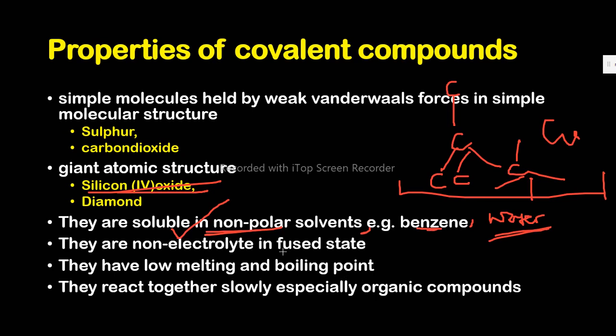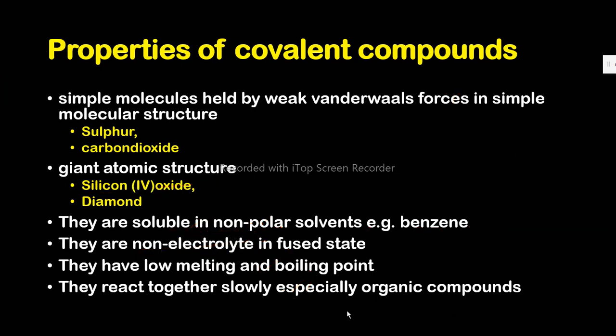Okay? They are non-electrolytes. They don't conduct electricity because they don't have moving particles. No moving electrons, no moving ions, and so they cannot conduct electricity. They have low melting and boiling points, and they react slowly, especially organic compounds. So basically, these are the properties of covalent compounds, and I'm hoping you studied. You have some hint, you have some idea. Okay?